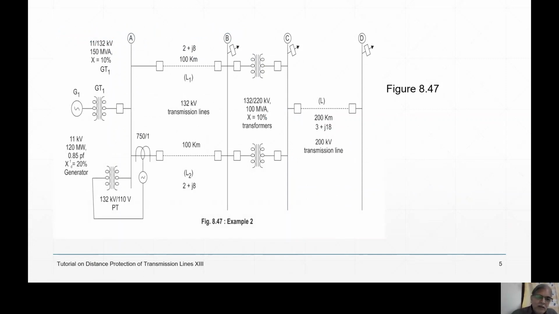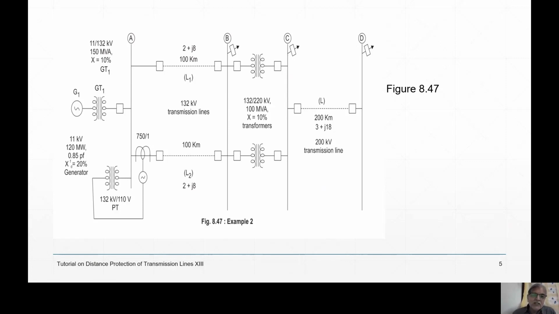Relay R is there, 750/1 is the CT, 132 kV by 110 volt is the PT. The 2 plus J8 is the impedance given, and transformers, 2 transformers, 132/220 kV are given. 100 MVA transformer, X equal to 10%, there is 0.1 per unit. 200 kilometer, 220 kV line, yes, is 3 plus J18.